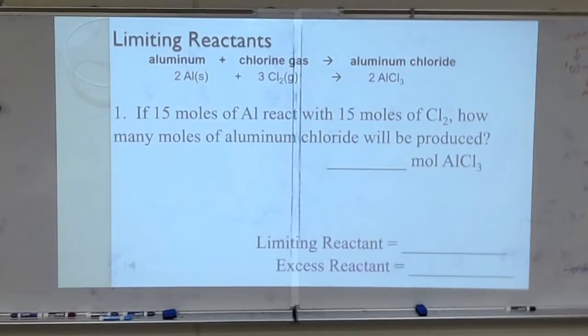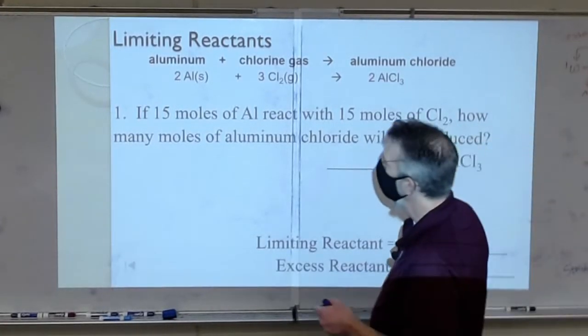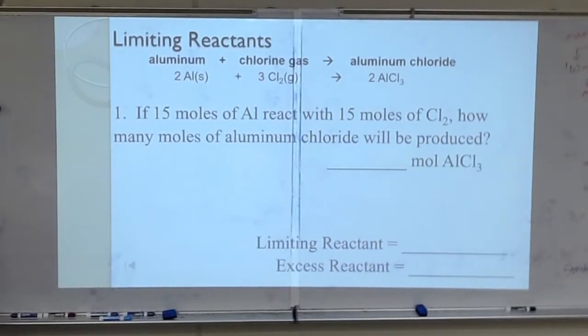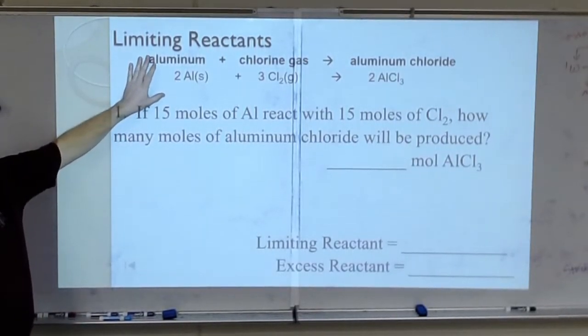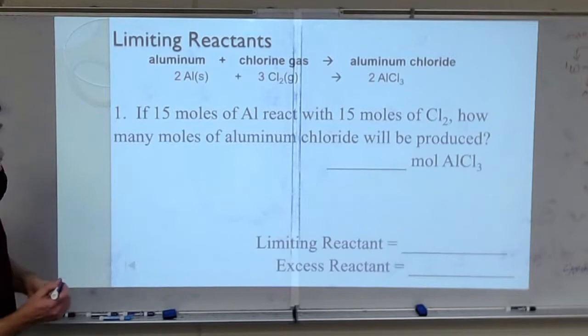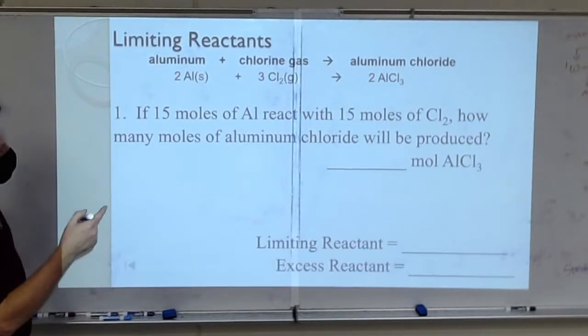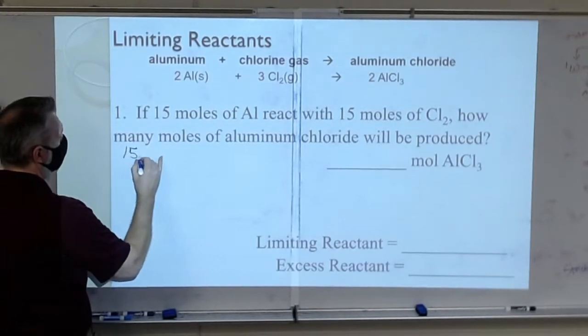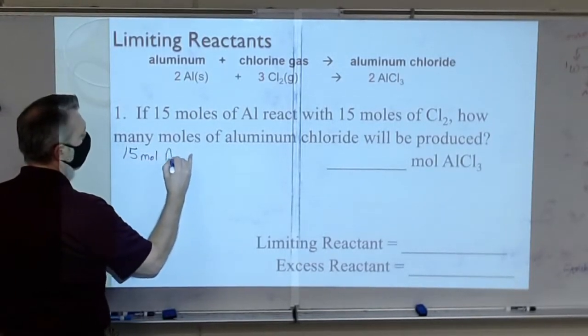So let's try this. We're going to work through a problem here. If 15 moles of aluminum reacts with 15 moles of chlorine, how many moles of aluminum chloride will be produced? I already gave you the balanced equation. So let's start with my given. I have a given of aluminum. So let's start with that one. So 15 moles of aluminum.